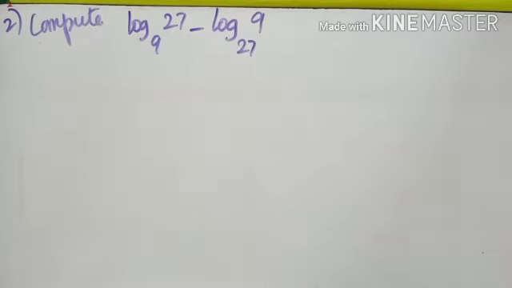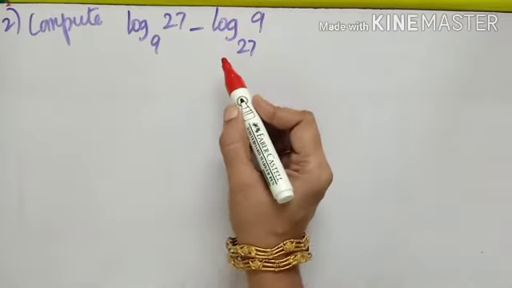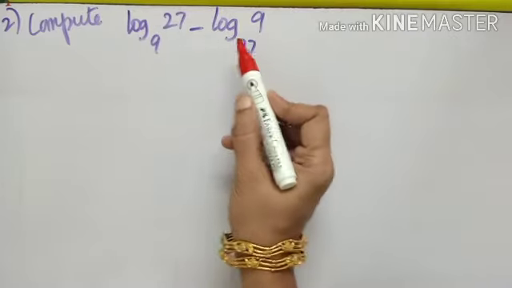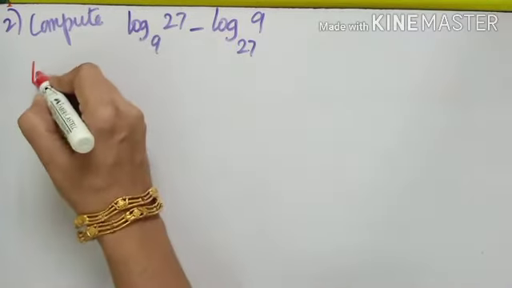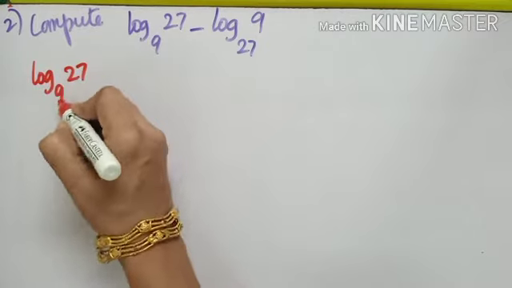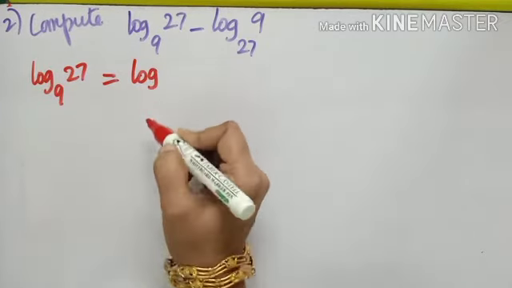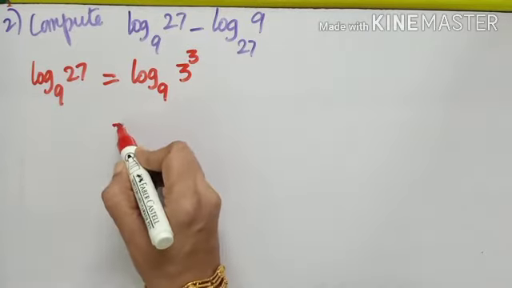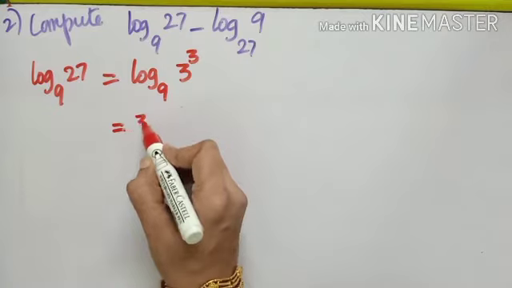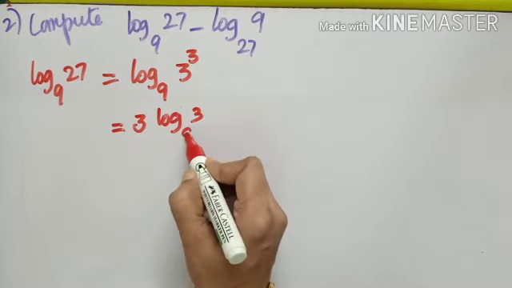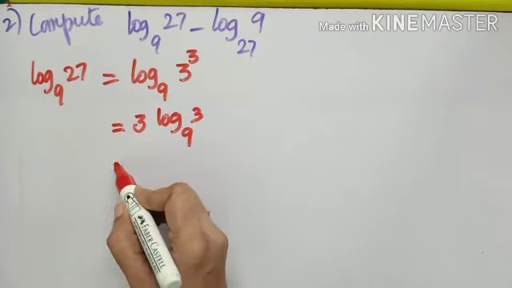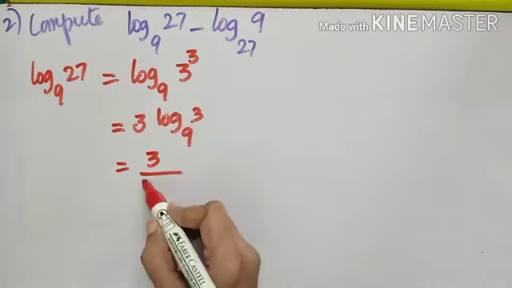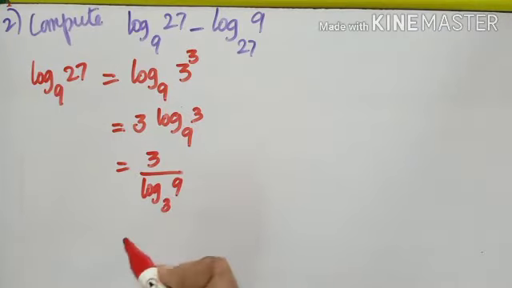Question number 2. Compute log 27 base 9 minus log 9 base 27. These are reciprocals, so let us find out this first. Log 27 base 9 can be written as 27 is 3 power 3, base 9. The next step, bring power near. So 3 log 3 base 9, this power comes near. Reciprocal: log 3 base 9 can come down as log 9 base 3.